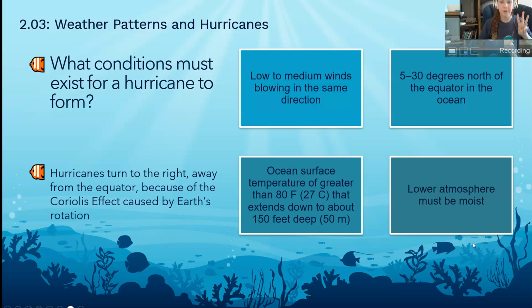Then thirdly, we've got the ocean surface temperatures, and they need to be fairly warm. They need to be around 80 degrees Fahrenheit or 27 degrees Celsius. This is pretty warm. These warm ocean temperatures need to extend 150 feet deep into the ocean, okay? So fourth, the atmosphere must be moist. Think humidity, okay? All four of these things must be met for something to be classified as a hurricane.